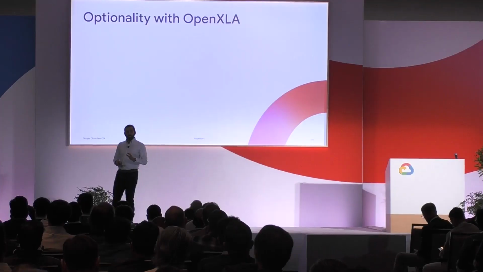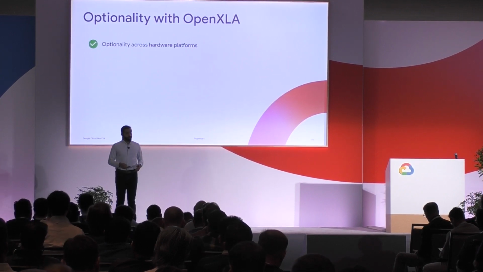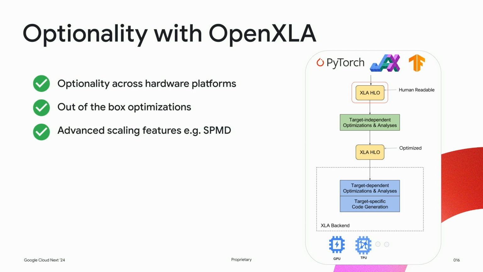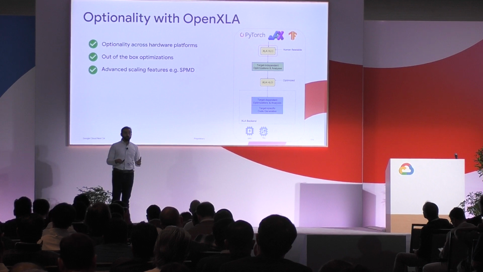OpenXLA, or the XLA compiler that we a few months or maybe a year ago open sourced, creates a path to optionality. What I'm showing here in this picture is that if PyTorch, JAX, or TensorFlow are using OpenXLA as the backend or the compiler, then the benefit is that it can generate code for both GPUs, TPUs, as well as a handful of other hardware options available. That means that it provides the path of flexibility. Additionally, you also benefit from out-of-the-box optimizations or a host of other scaling features which have been built into XLA for TPUs, and we are working very hard to bring in those features for GPUs as well to make this path of optionality more and more meaningful for you.